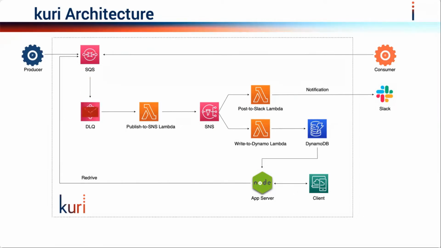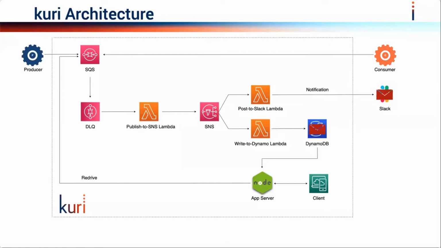to the DLQ. This is where the publisher SNS Lambda will pull the DLQ for the message and pass it to the SNS topic. The SNS topic will then send a copy of the message to the post to Slack and write to Dynamo Lambdas. Each Lambda would then pass a copy of the message to either Slack or DynamoDB.